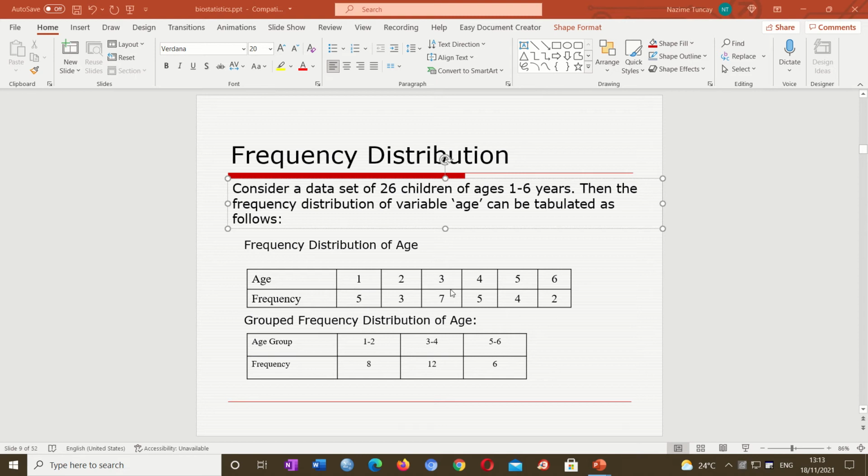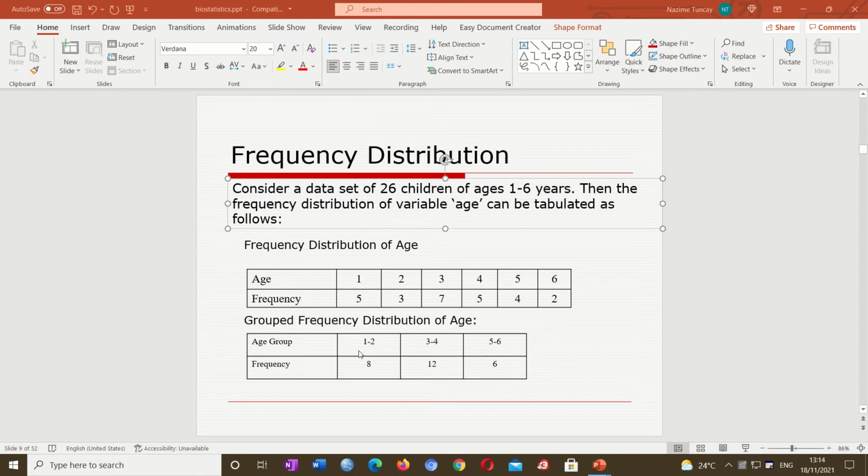Now, if we want to group these kids, how can we group them? Let us say age group, okay? What is important in grouping is that you don't have the same numbers in different groups. For example, I cannot write 1, 3 here because 3 is included here. Kids with age 3 are here. Okay, now 1. Here we have kids with age 1, 2, 3, 4, 5, 6, okay? And these are the frequencies.